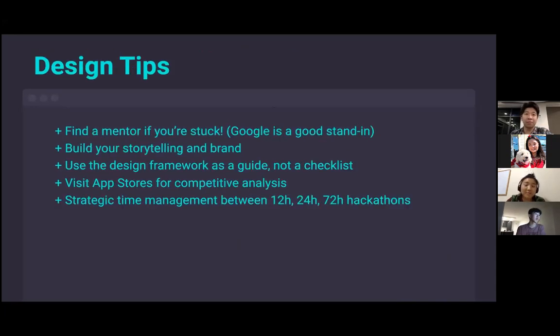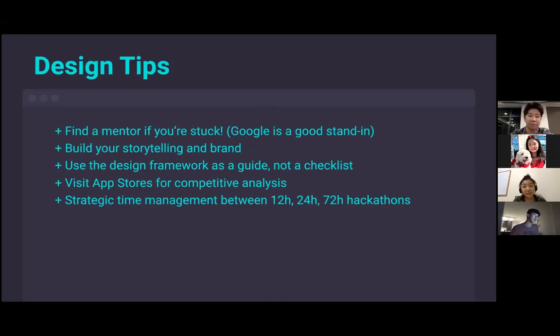Here are some design tips that Philman and I compiled from our previous experience at hackathons. Definitely find a mentor if you're stuck. And if you're a little bit shy, Google is a great stand-in as well. I'm always on Google searching up how do I do this, how do I do that, and you can look through my entire history, and it's a great time the next day.